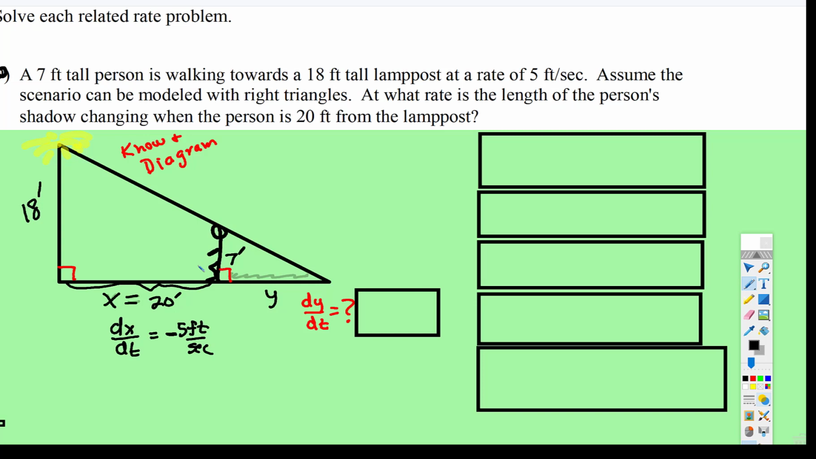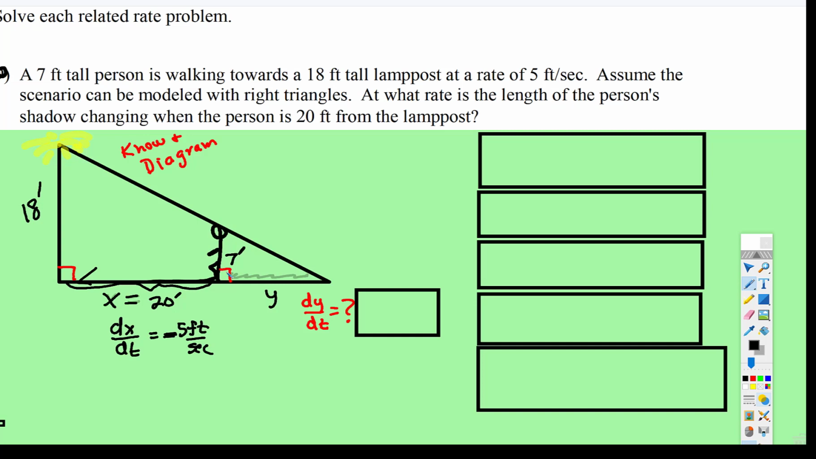Because the person is walking towards the lamppost, this distance right here is getting smaller, so this rate is actually negative. The rate that this person is walking toward the lamppost, that distance is getting smaller, so that will be a negative rate. At 5 feet per second, you're closing in on the lamppost, that's a negative rate. And as you're walking, you're producing a shadow, and that shadow will have a rate, and that's what we're trying to find.